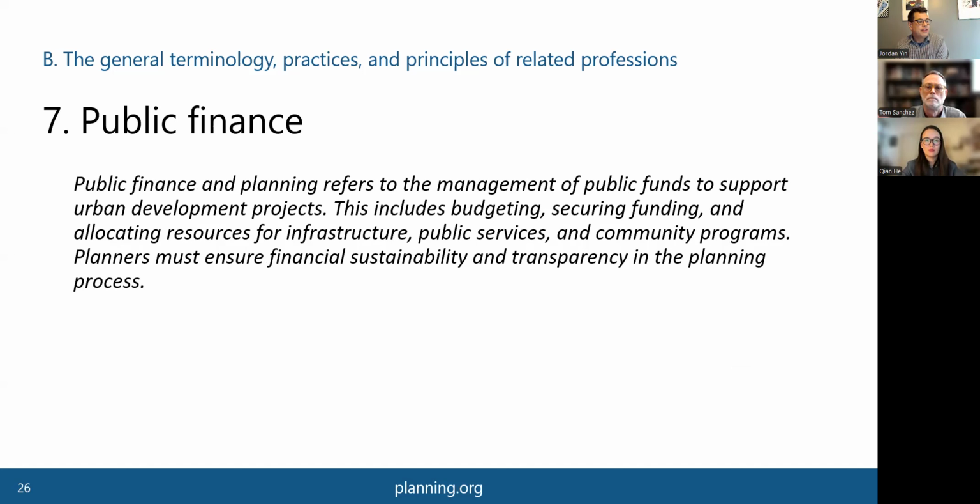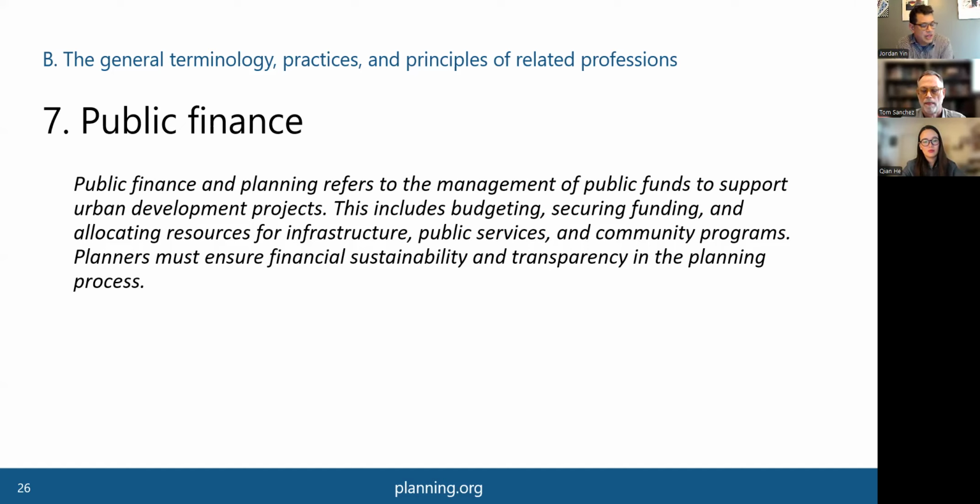And the final field that's identified, which actually lines up with the last item from the last section, is public finance. Public finance and planning refers to the management of public funds to support urban development projects. This includes budgeting, securing funding, and allocating resources for infrastructure, public services, and community programs.